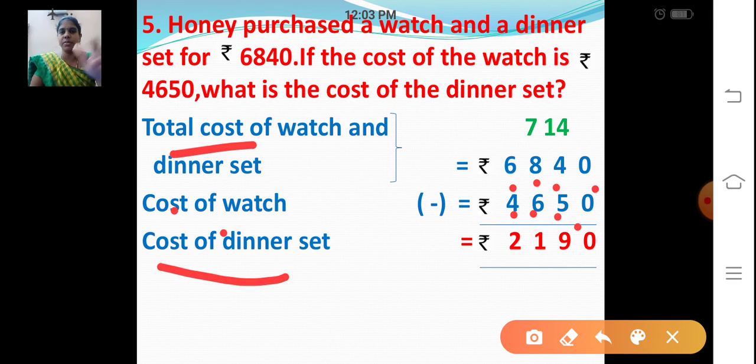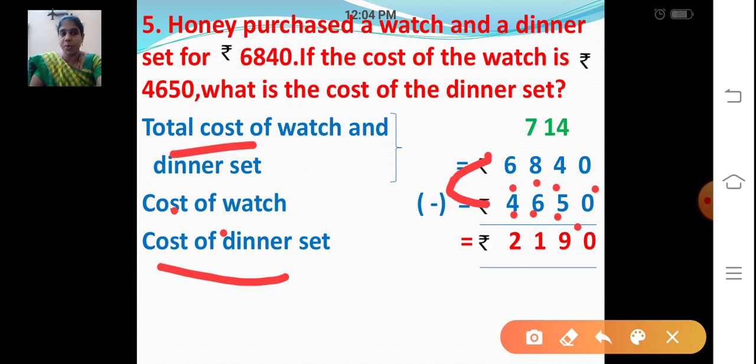That you write at the bottom. Cost of dinner set. What are we going to find out? Cost of dinner set. How will you find out? So we are going to subtract. We know the total and we know the answer for one, the cost of watch. If you are going to find out the other, we are going to subtract, right? So now we'll subtract these two. 6,840 minus 4,650.